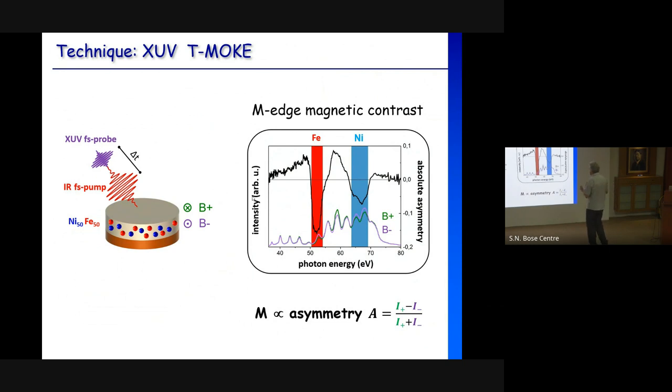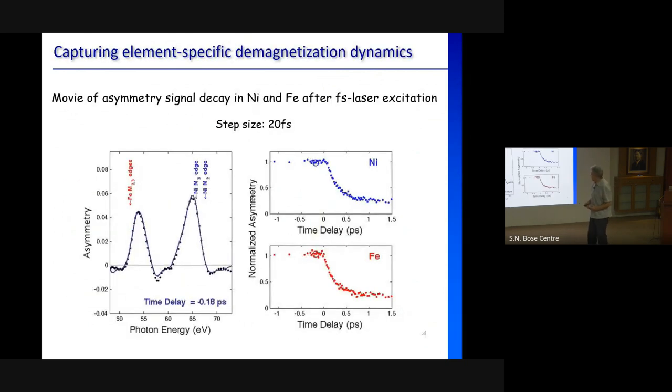There are now measurements from iron and nickel. You see here the MH, from nickel and from iron, and the asymmetry is quite clear. It's a very nice, strong signal, at least when you compare it to visible MOKE. And here you see time-resolved measurements, how it decays as a function of time between pump and probe. We can measure that simultaneously for the nickel as well as for the iron, when they are layered or even in a compound, in the sublattice of both of them.